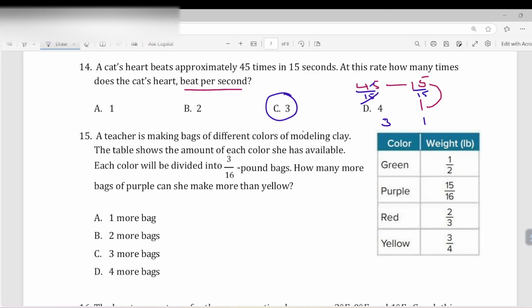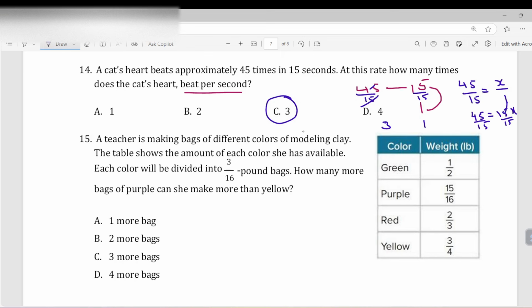If you say, no, I don't want to do it that way, no problem. 45 times in 15 seconds. How many times in 1 second? Cross multiply: 45 equals 15x. Divide by 15. x equals 3. Anyway, it's up to you.